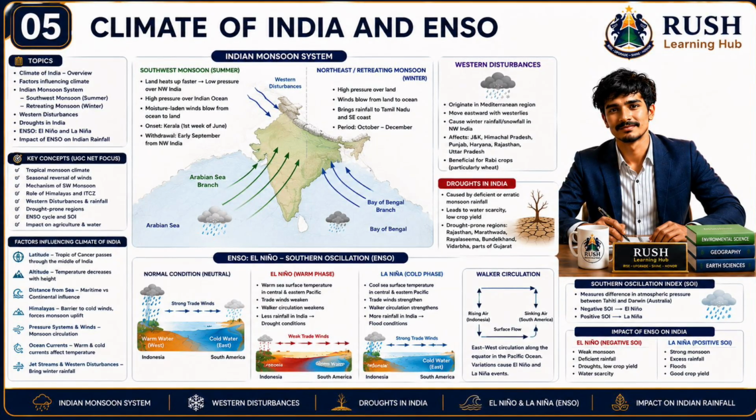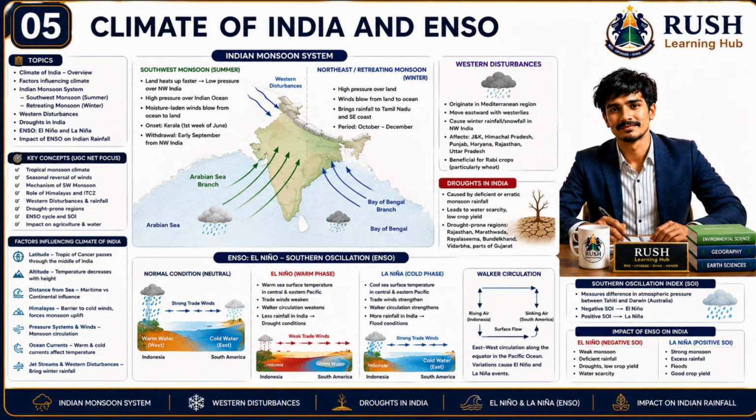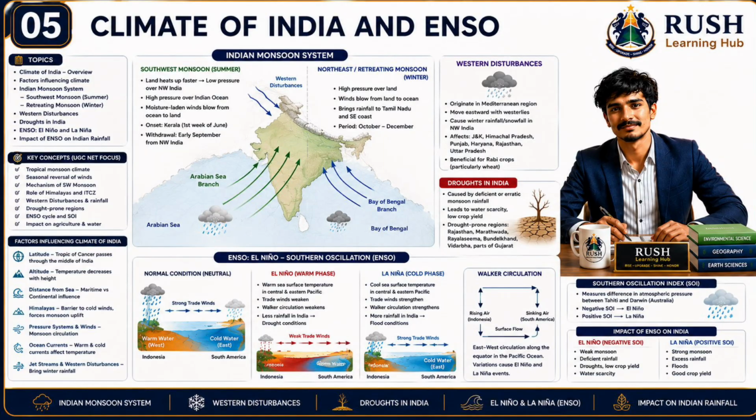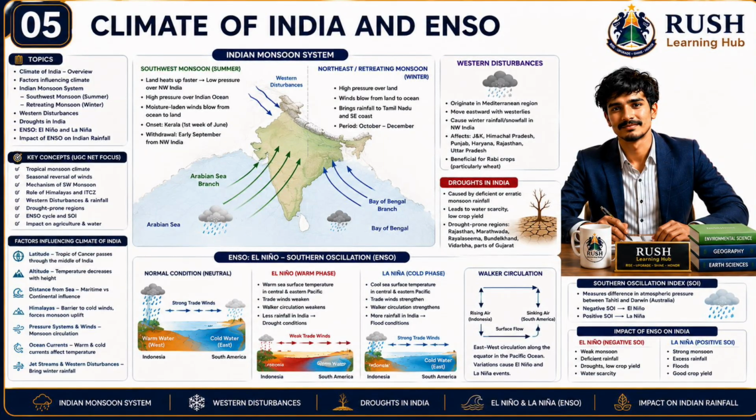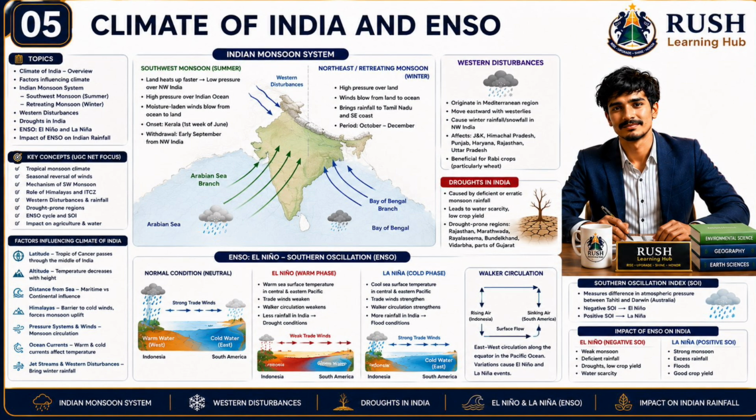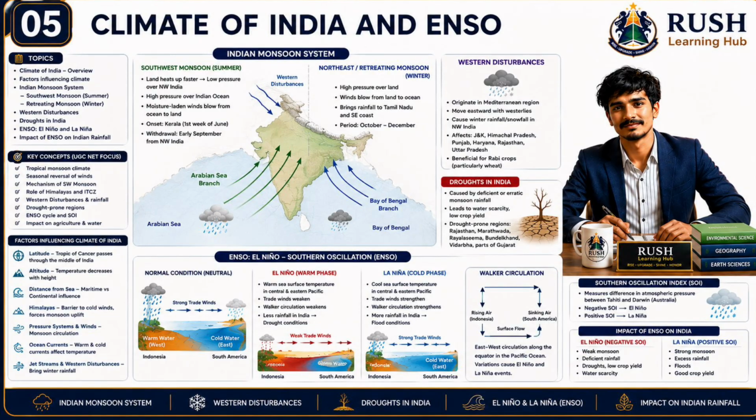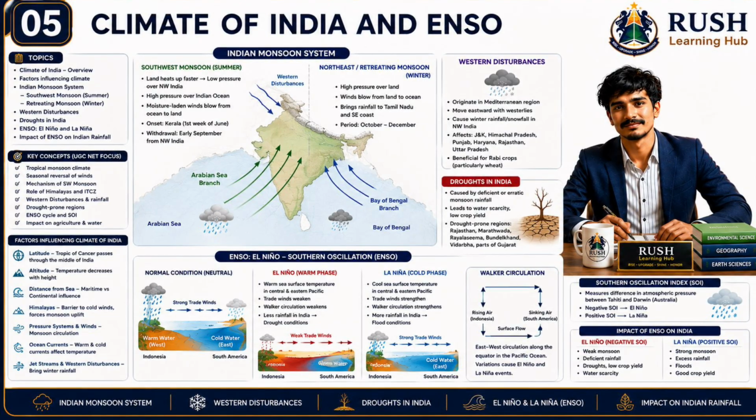India experiences a tropical monsoon climate characterized by distinct seasons and considerable variations in temperature and rainfall. The climate of India is influenced by several geographical and atmospheric factors. The first factor is latitude. Since the Tropic of Cancer passes through the middle of the country, India experiences both tropical and subtropical climatic conditions.